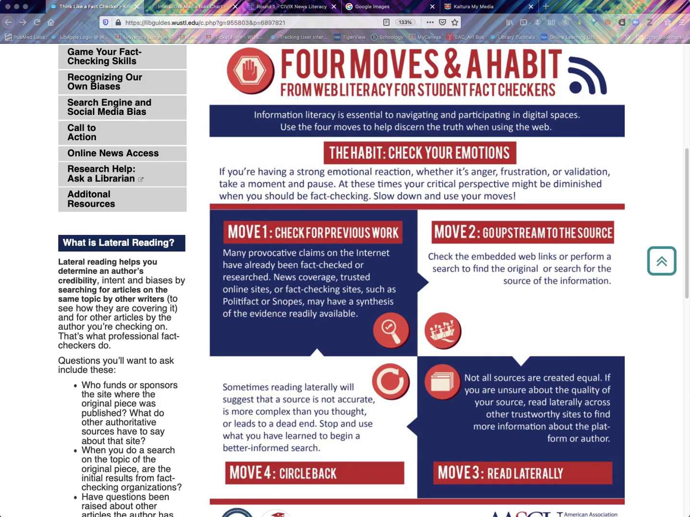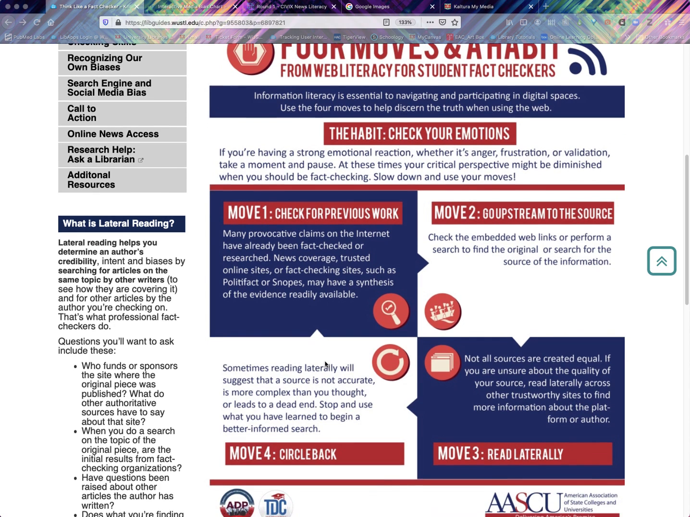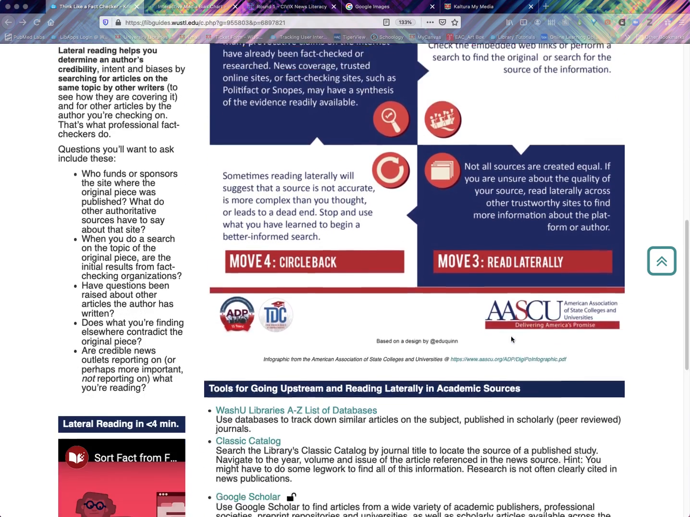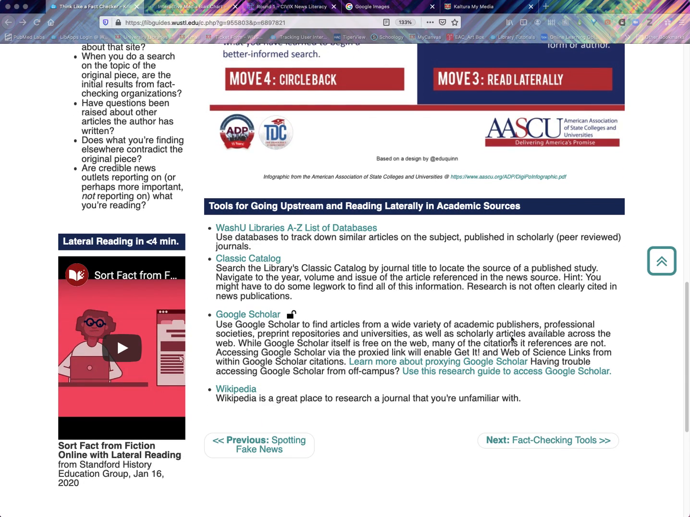Move three asks us to read laterally. If you're unsure about the quality of your source, try to find articles on the same topic by other writers. On the left of the screen are questions to ask yourself as you do. Move four suggests circling back when you don't have a complete picture. You can stop and use what you've learned to begin a better informed search. On the bottom of the screen, you'll see additional tools for going upstream and reading laterally in academic sources. I also highly encourage you to watch the short video from the Stanford History Education Group on lateral reading.